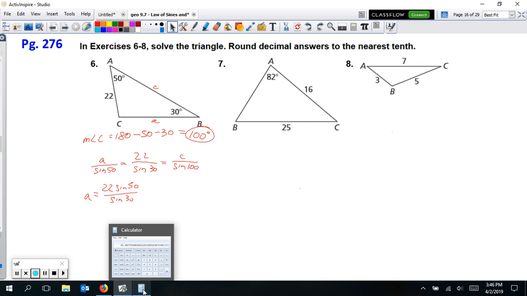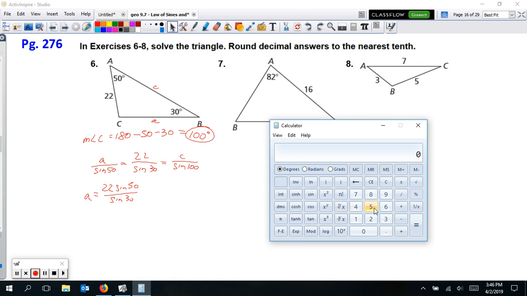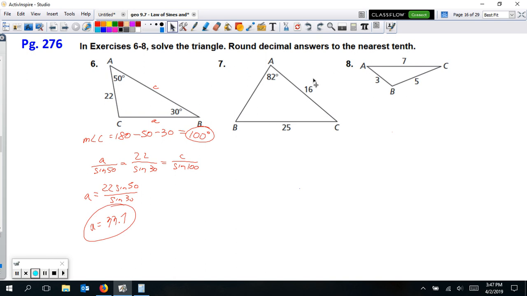And that's what we can do on our calculator now. I'll do the sine of 50 first, so 50 sine, and then I want to multiply that times 22, and it equals that decimal. Now I want to divide this by sine of 30, so 30 and sine. It's 0.5, and I hit the equal button again, and I get 33.7. I want one decimal place, the tenth. So 33.7 should be the side for a. So 33.7 is our a.